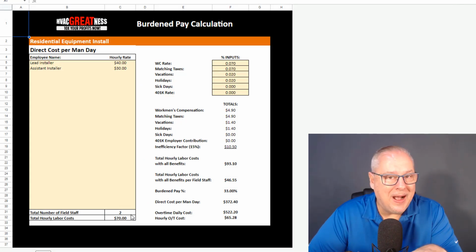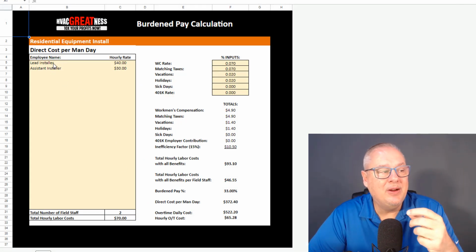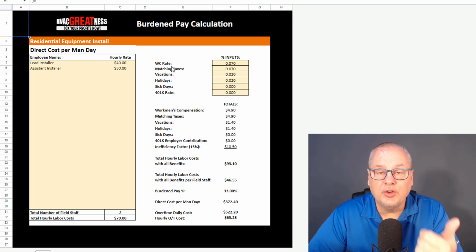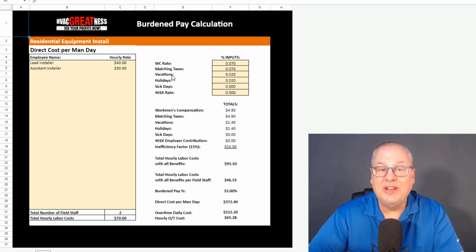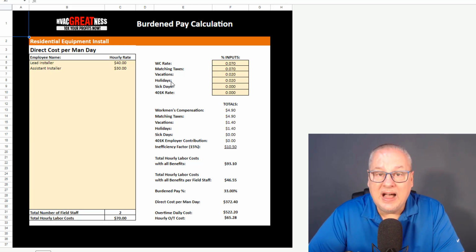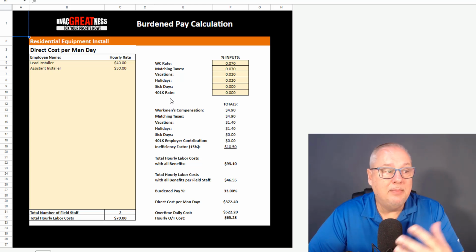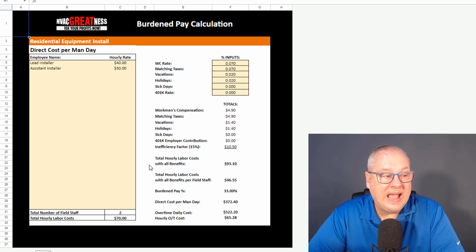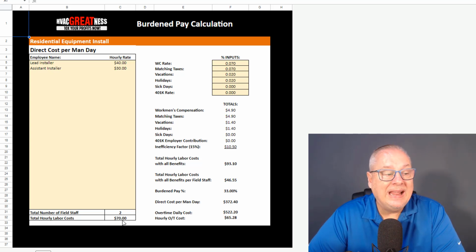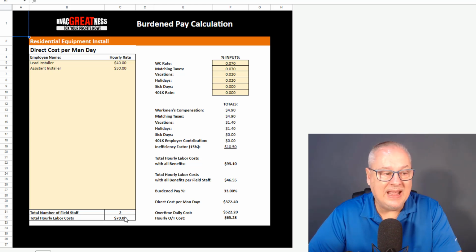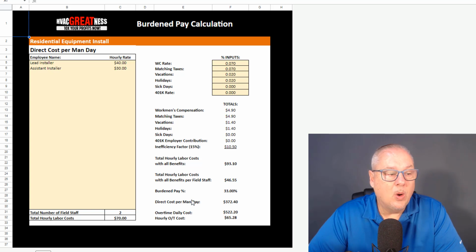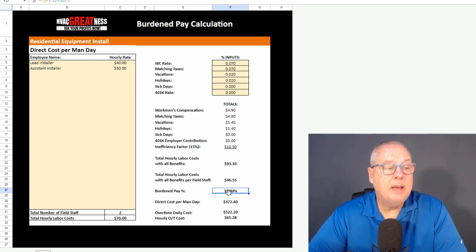This little formula is very powerful. Like I said, you're going to love this. So I have a team here, a lead installer and a helper. I calculate their workers' compensation rate with the taxes that the company has to match. We look at inefficiencies such as vacation days, holidays, paid sick days, and benefits like a 401k. And then we have an inefficiency factor. And so we blend that so that our crew day is derived from this averaged man day. And we know exactly what our overtime and our standard direct cost per day is, no matter what the scenario. So in this case, we're at 33% burdened pay.